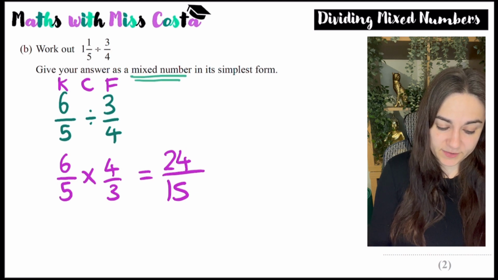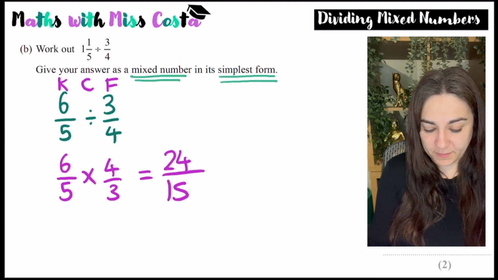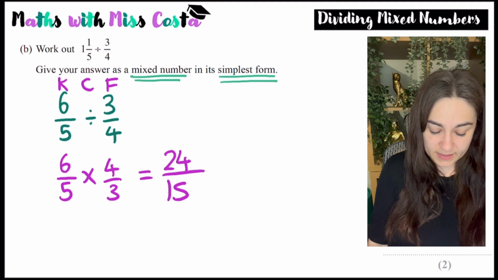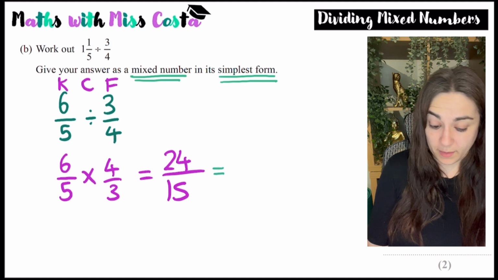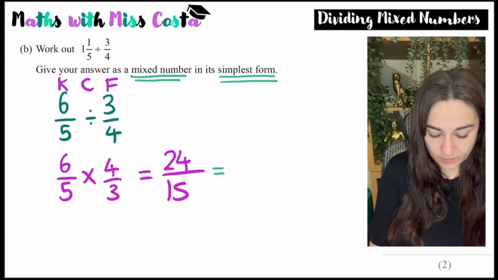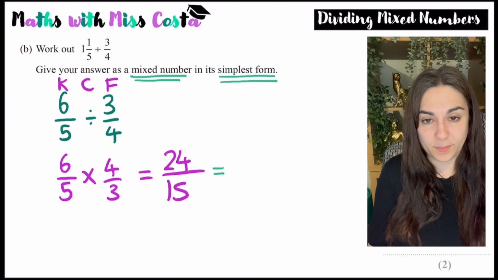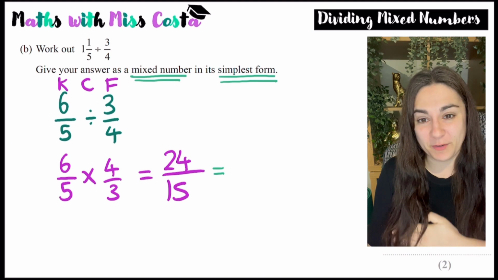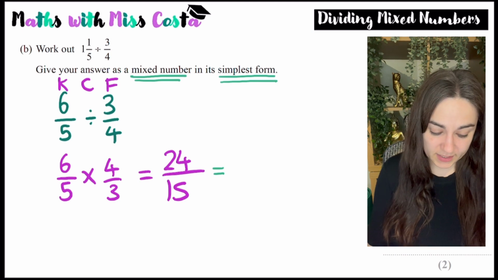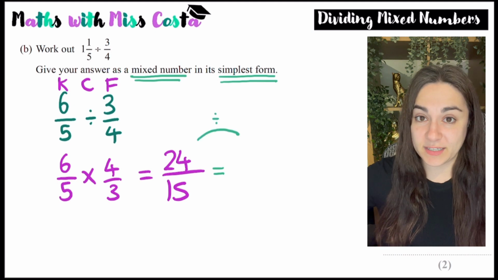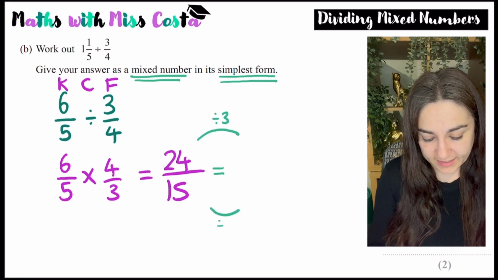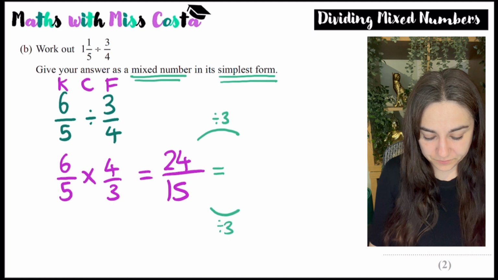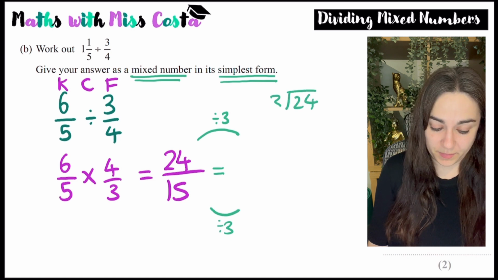Now it tells me to give your answer as a mixed number in its simplest form. So first of all, I might want to simplify it, or I could turn it into a mixed number. It doesn't matter, but I think simplifying it is the best thing to do. So a number that goes into 24 and 15, I can divide by 3. So 24 divided by 3.